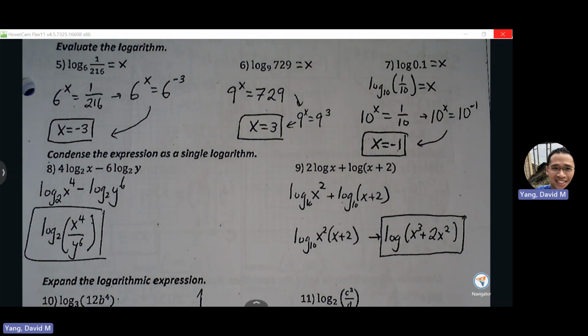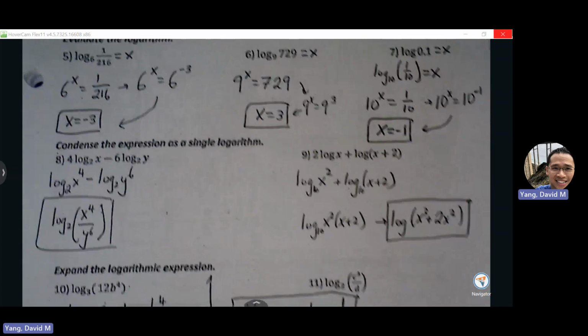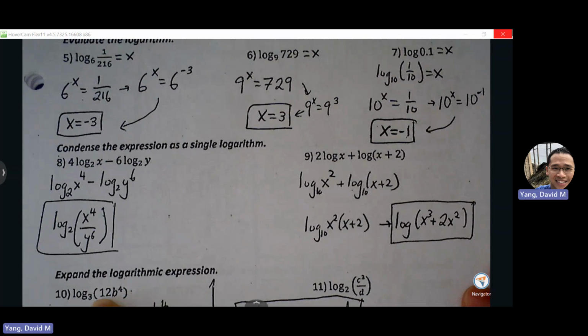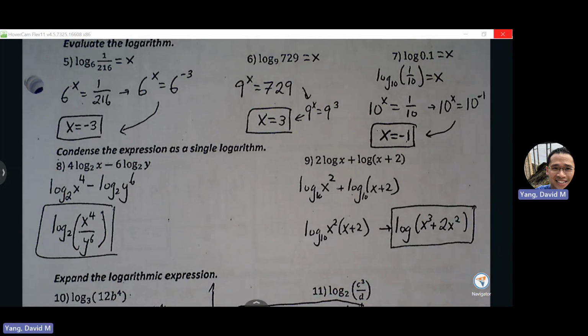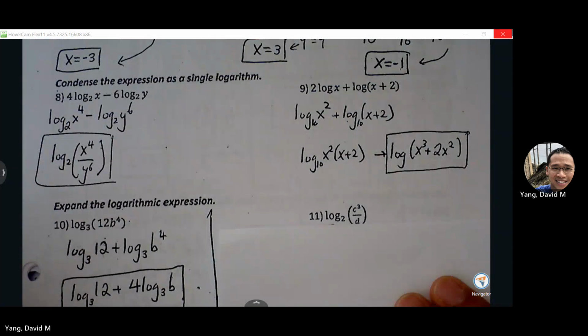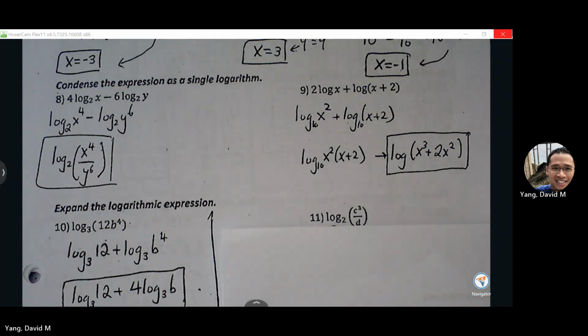Okay, so now going in the other direction, expanding the log expression. So we start off with a single log expression, but you see there's multiple terms. So for 10, we want to separate the 12 away from the B. And then for 11, you want to separate the C away from the D. So separate the 12 and the B to the fourth first, and then when that 4 comes down, it's just going to impact the second log term, not the first one. That exponent of 4 is only seeing the B, doesn't impact the 12.